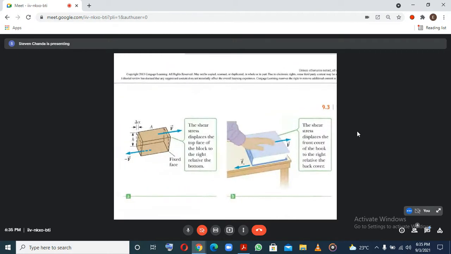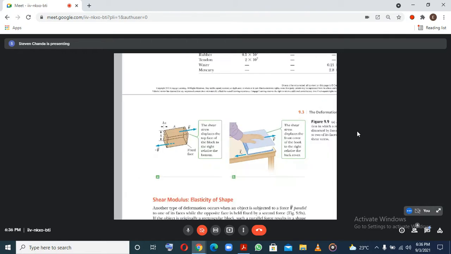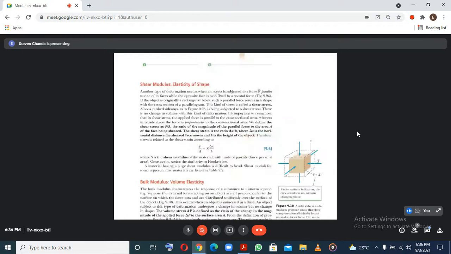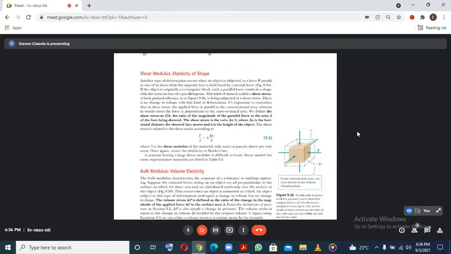And you can see here the forces, of course we know that the bottom force is just friction, right? But the top force for this one, it's parallel to the what? To the surface, or to the surface area of the object in question. And that's what shear stress is all about. So they're just talking about the book which I've already talked about.